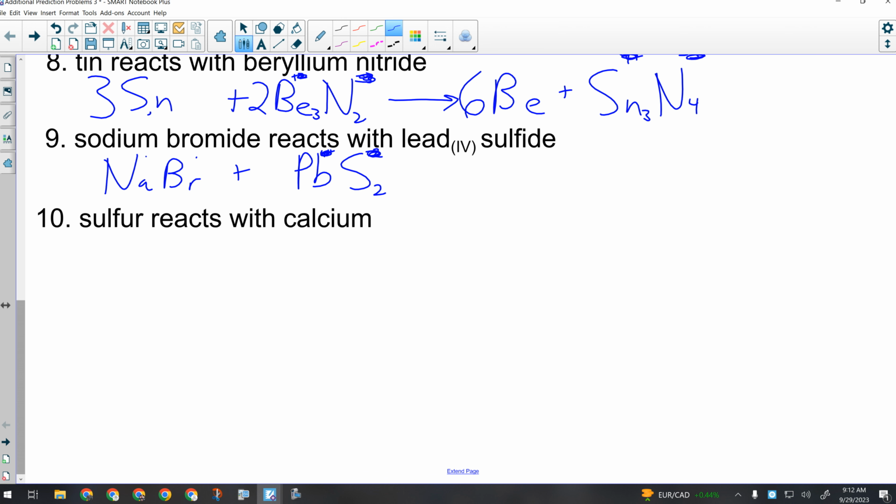Spoiler alert, I put questions like that in the multiple choice, like dropping and swapping of ionic compounds. If I had lead 2 sulfide in there, I would probably have something like this. I'd have PbS, and then I would have Pb2S4. That one would get picked a lot.